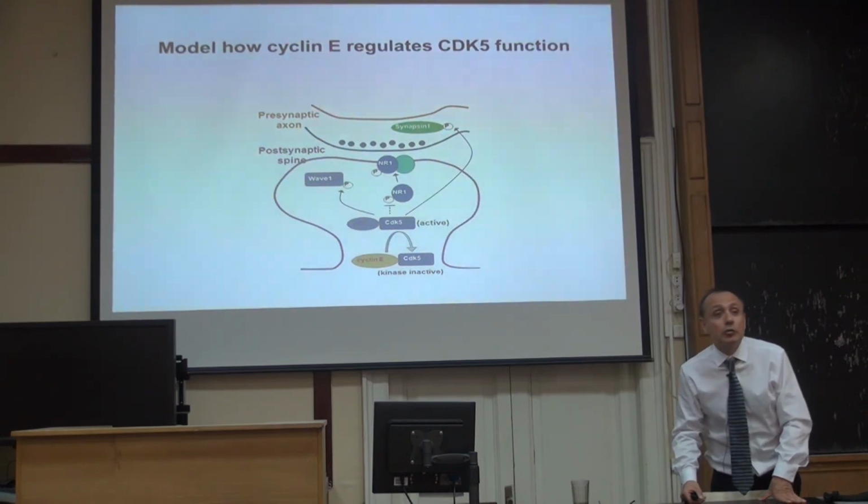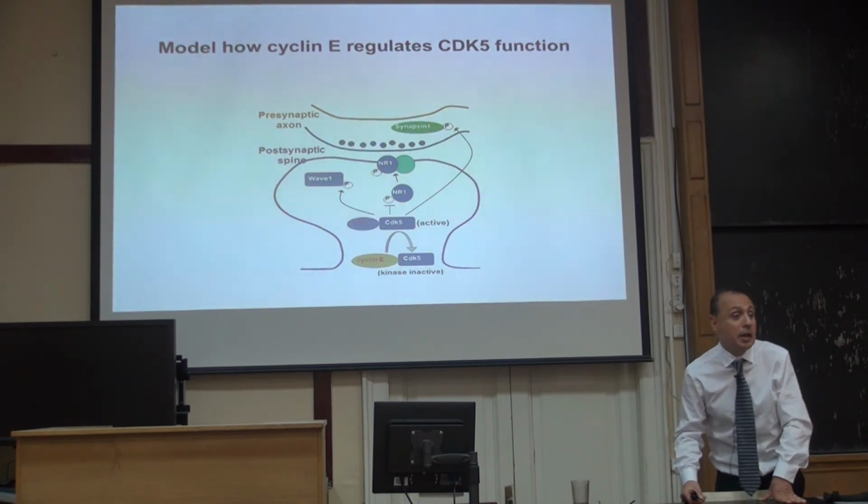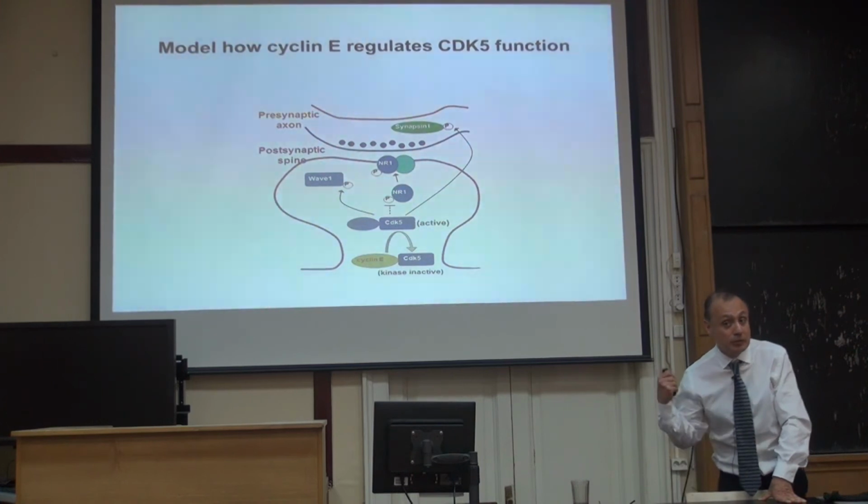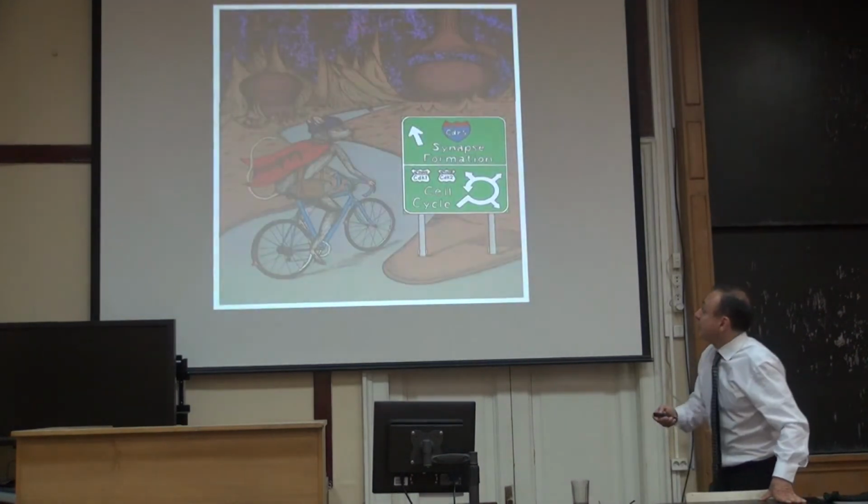And lastly, we want to know whether the levels of cyclin E could underlie some neurodegenerative diseases like Parkinson's disease and Alzheimer's, because they originate from cells which express a high level of cyclin E.